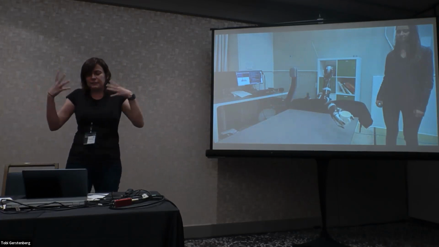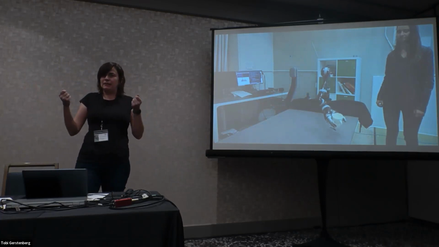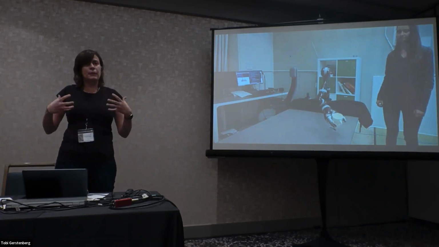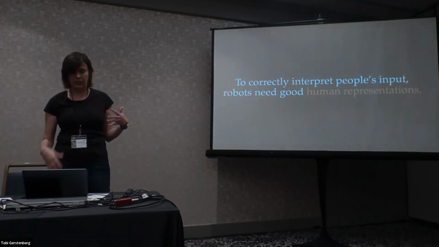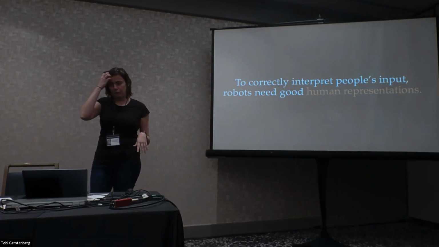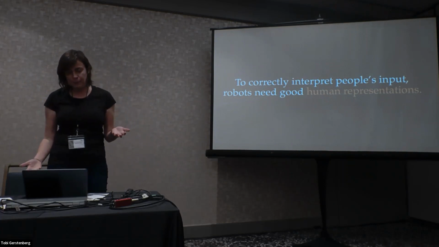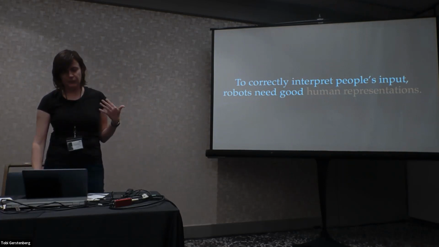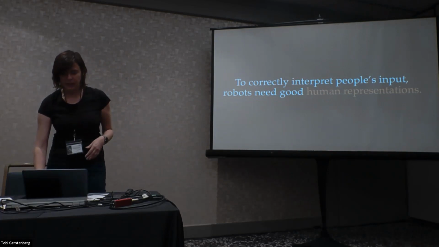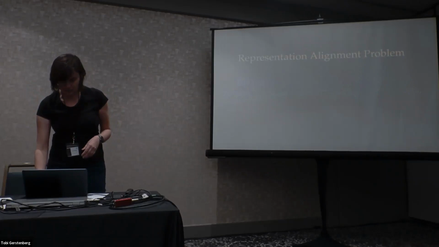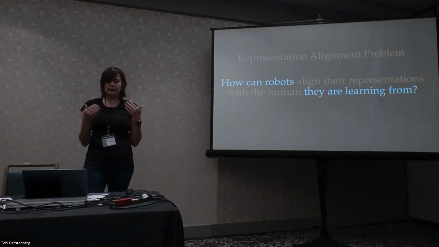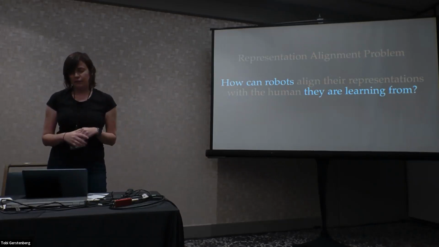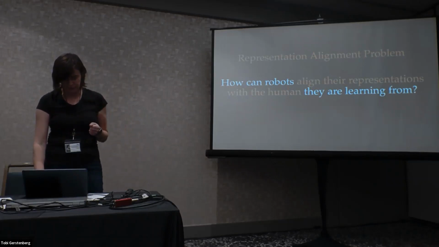And so we call this representation misalignment. The representation internal to the person that they care about is different from the representation that the robot is using for understanding the reward function. To correctly interpret people's input, you need to have representations that are the ones that people are using, and we call this the representation alignment problem. And so what Andrea has been asking in her PhD thesis is, how can robots align the representation with the human that they're learning from, or with their end users more?